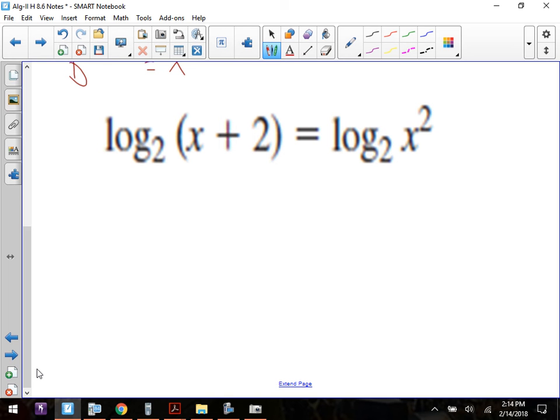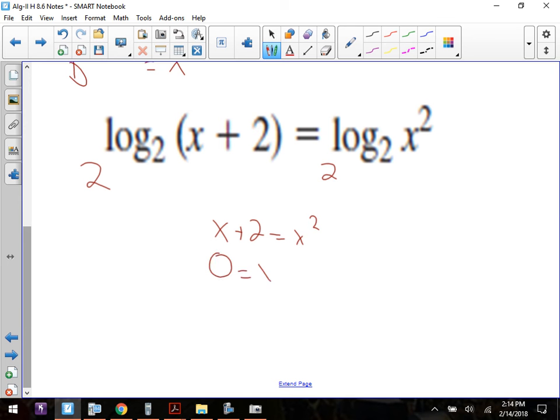So I have log base 2 of the quantity x plus 2 equals log base 2 of x squared. The log base 2's cancel each other out, so I'm technically exponentiating both sides with the 2. And I get x plus 2 is x squared. Which means you have to do what? Factor.